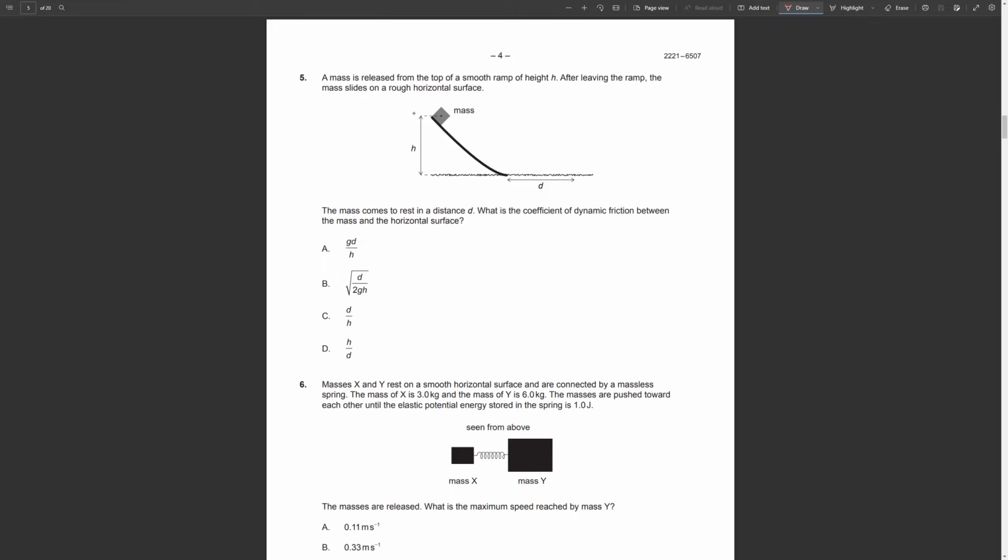Initially, it was at a very high position, so there was GPE. Later, at the bottom of the ramp, it is moving very fast, so it possesses certain kinetic energy. In the end, it will be stationary. The energy was dissipated as work done against friction. All these energies are identical because of the conservation of energy. Therefore, GPE at the top equals KE at the bottom, which equals the work done against friction.